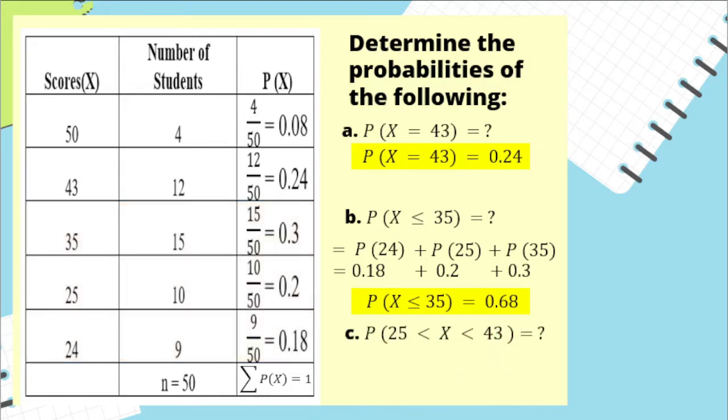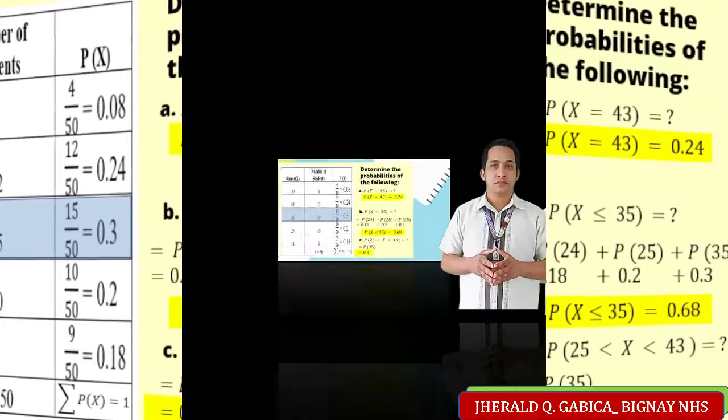Lastly, to solve for letter C, or the probability that x is greater than 25 but less than 43, we just look for the probability of the scores which are between the scores of 25 and 43. And that's the probability of 35. So, the probability that x is greater than 25 but less than 43 is equal to the probability of 35, or equal to 0.3.